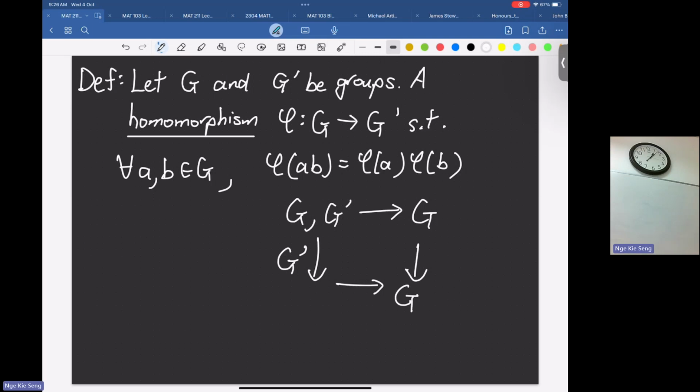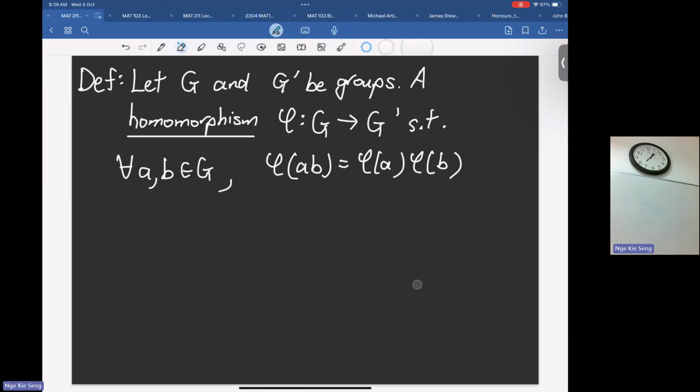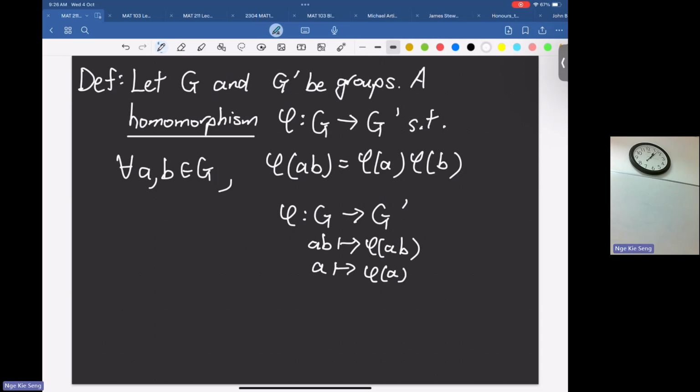Let me rephrase what I'm trying to do. We have a phi, sending AB to phi AB. Another thing you can do is you send A first, and then send B to phi B. So in theory, these three things don't need to be the same.